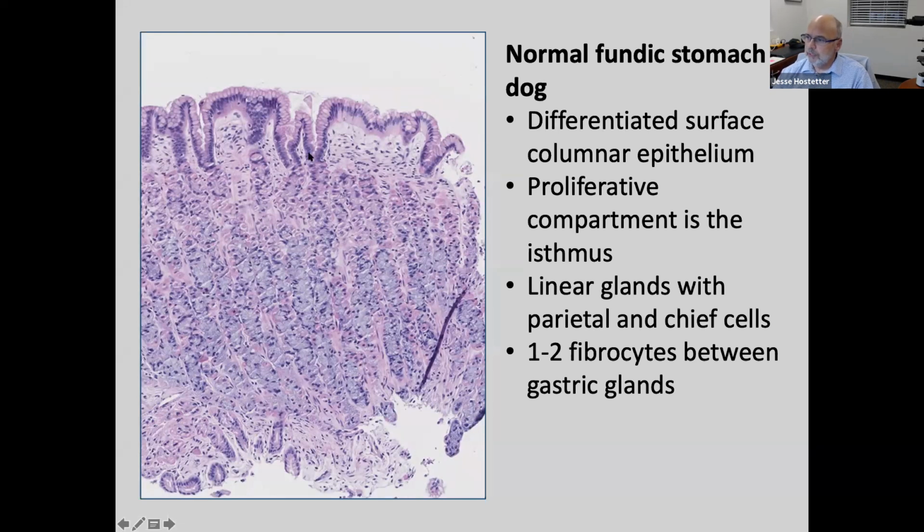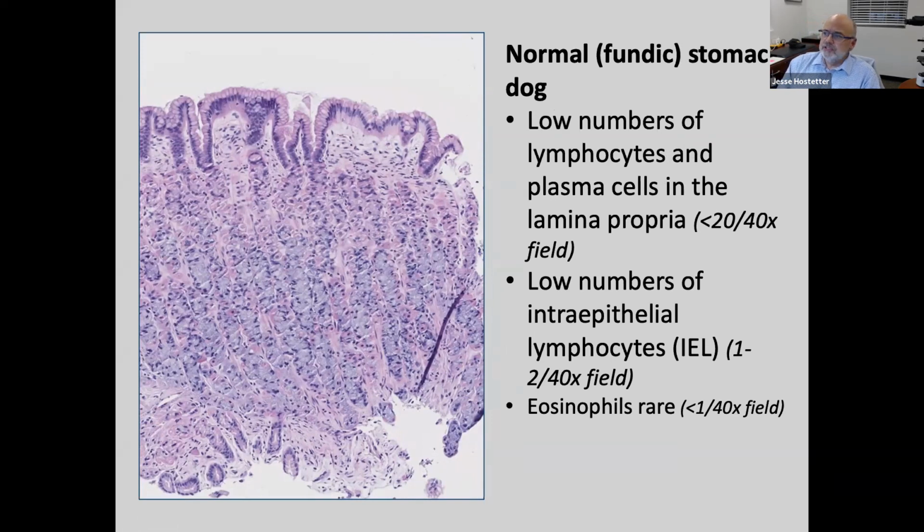The proliferative compartment here is the isthmus, which is right about here. And in this case, we have proliferation of cells going up and proliferation of cells going down into the gland. It's usually very nondescript, hard to identify. The parietal and chief cells of the glands are usually oriented fairly linearly, and they're separated by 1 to 2 fibrocytes. And oftentimes those may be indistinct. You can't really see them at all.